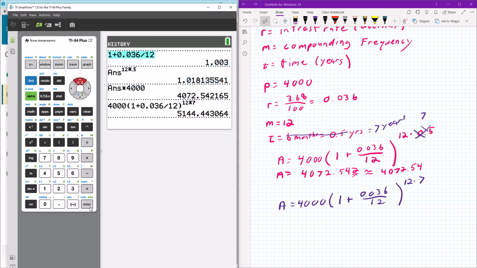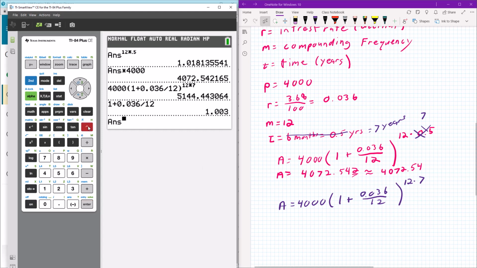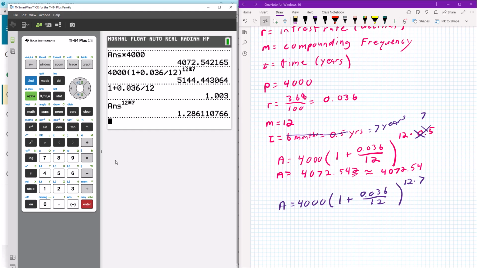Hit enter. There you go. Okay, and then at this particular point, you can do the exponent, which will be hitting caret, 12 times 7. Okay, and then once we have that, we just multiply that by 4,000 times 4,000 for 1, 2, 3.